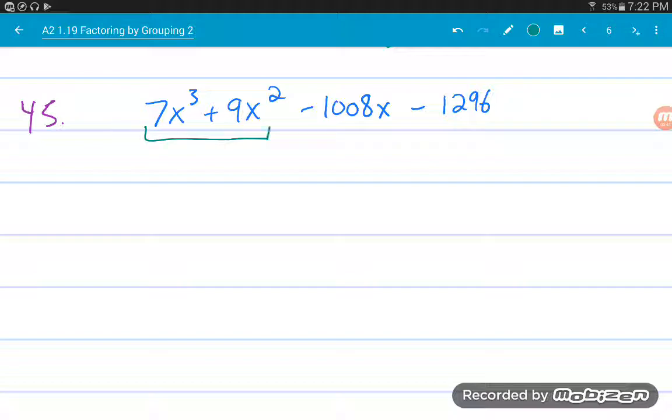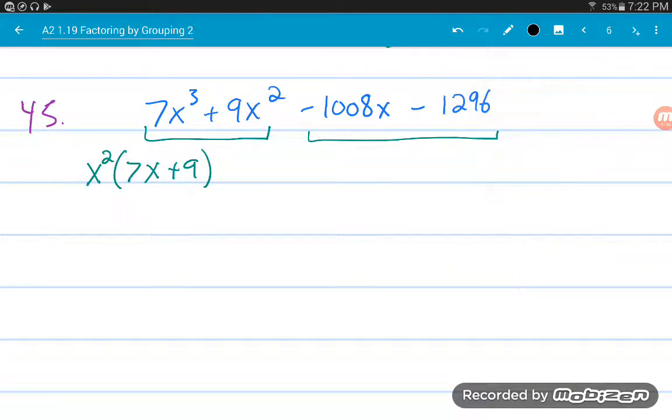But I have 4 terms, and I'm going to group them like this. The first pair has a GCF of just x squared. There's no numbers that divide into 7 and 9. So when I pull out the x squared, I get 7x plus 9.